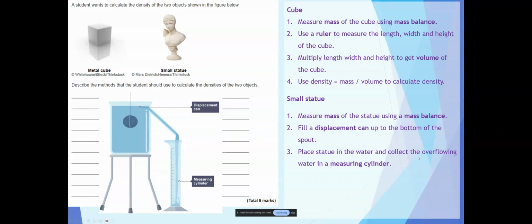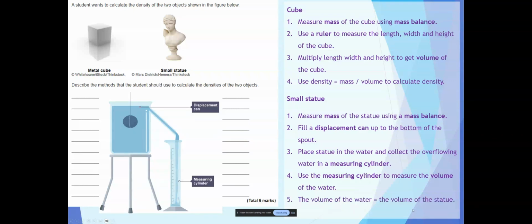Place the statue in the water and collect the overflowing water in the measuring cylinder. So you can see it's being collected in the measuring cylinder. Make sure you say measuring cylinder and nothing else. Don't collect the water with anything else. Use the measuring cylinder to measure the volume of the water. So the volume is just the measurement on the side. Wherever the water goes to, measure it to that level. Remember, you measure to the base of the meniscus. The meniscus is a little bubble that forms on the top of the water. You measure to the base of the meniscus and you hold the measuring cylinder at eye height.